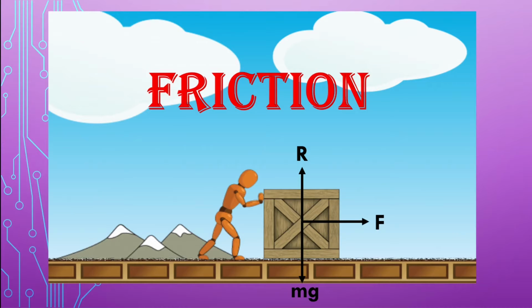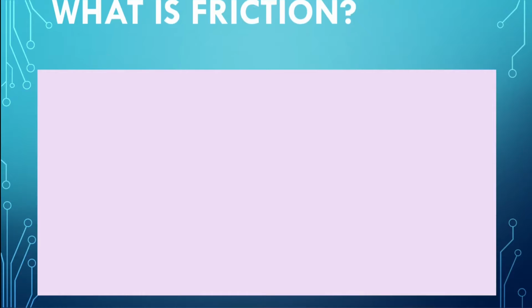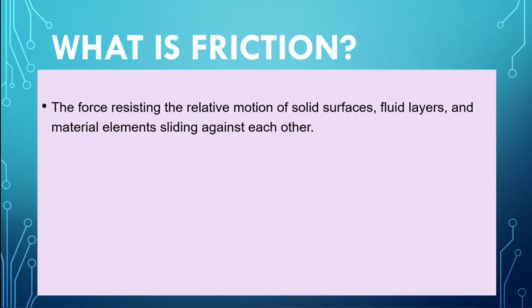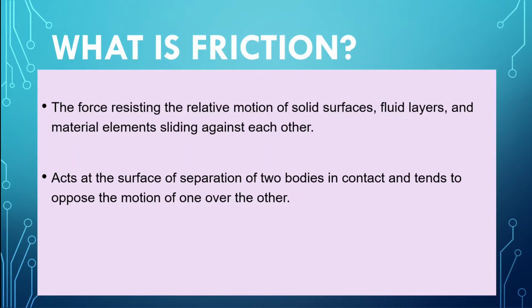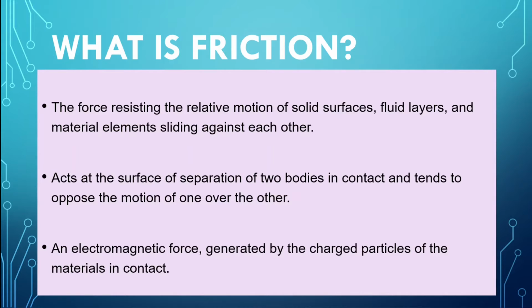So the right arrow will be force, F, and the opposing force will be on the left, which is mu, also known as friction. First, what is friction? Friction is the force resisting the relative motion of solid surfaces, fluid layers, and material elements sliding against each other. It acts at the surface of separation of two bodies in contact and tends to oppose the motion of one over the other. Friction is an electromagnetic force generated by the charged particles of the materials in contact.